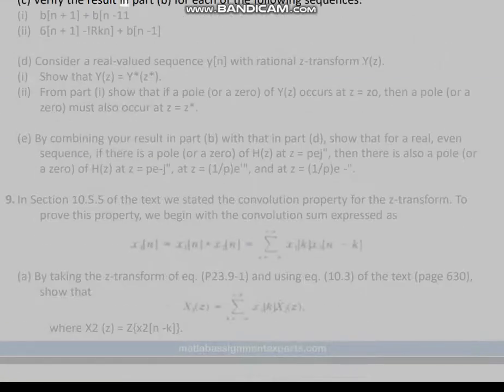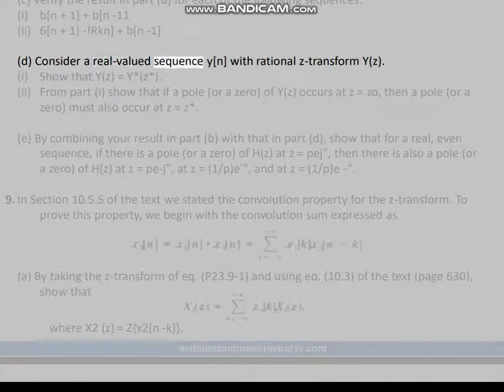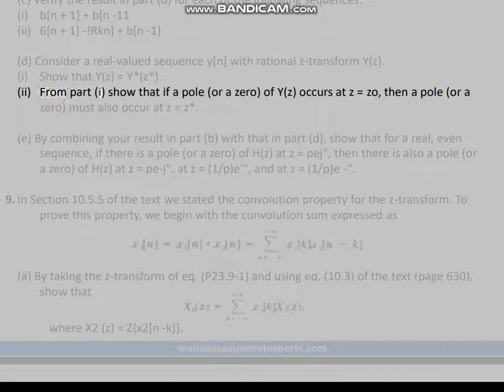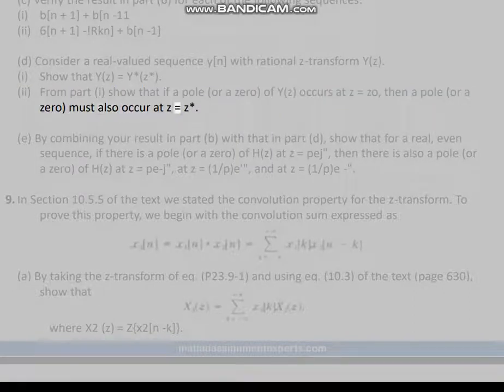C. Verify the result in part B for each of the following sequences. D. Consider a real-valued sequence y[n] with rational z-transform Y(z). 1. Show that Y(z) equals Y*(z*). 2. From part 1, show that if a pole, or a zero, of Y(z) occurs at z equals z0, then a pole, or a zero, must also occur at z equals z0*.